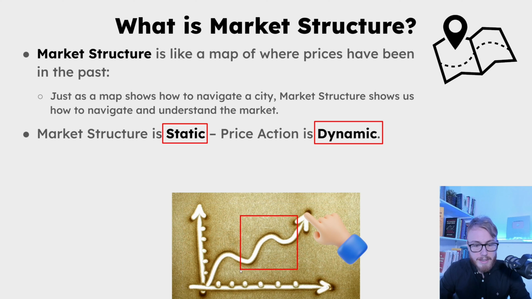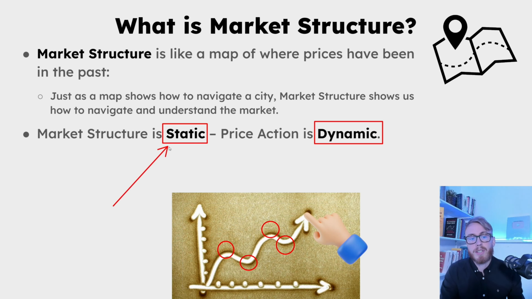In this analogy, the market structure would be the line here that is left behind when you use your finger. So for example, the highs right here and the lows right here are all part of the market structure. And this is what I mean when I say that market structure is static. The market structure doesn't actually change. Once the market structure has been built, it will stay there forever.